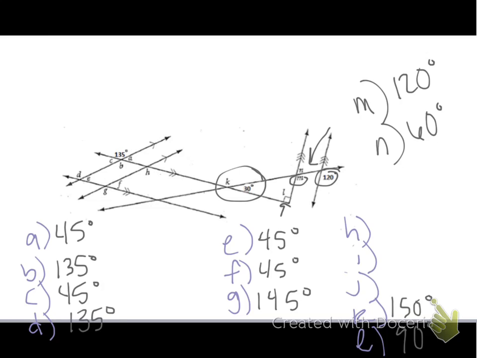We got H over here. H is a corresponding angle to B, so B should be the exact same as H, and B is 135. And I do not have an I and J, so I'm just going to cross those out. So you're going to have to use the different corresponding angles, vertical angles, and stuff like that to find your missing angles.